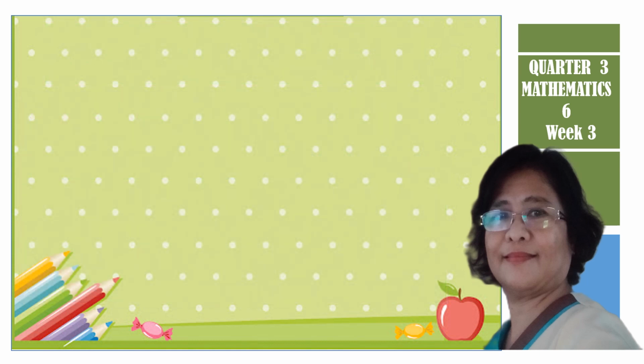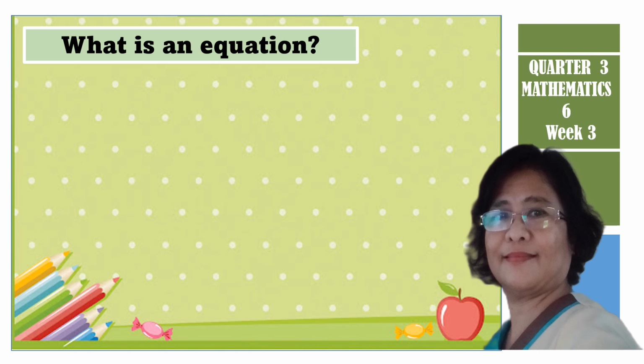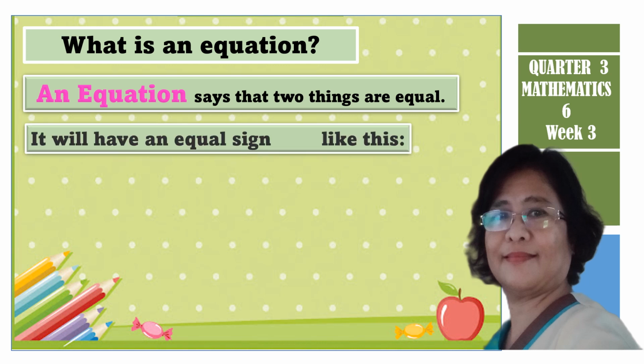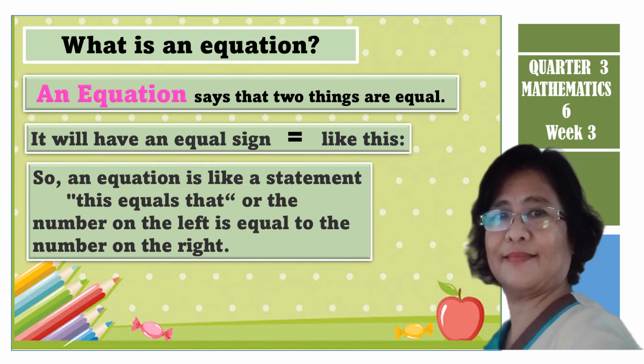What is an equation? An equation says that 2 things are equal. It will have an equal sign like this. So an equation is like a statement. This equals that, or the number on the left is equal to the number on the right.